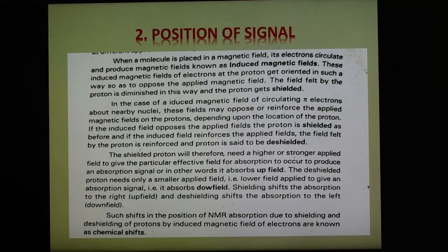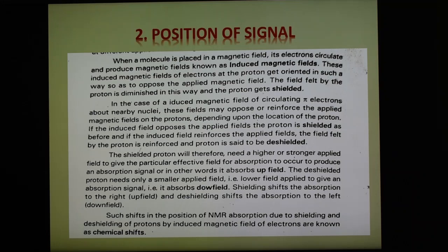As we know, when a molecule is placed in a magnetic field, its electrons circulate and produce a magnetic field, and this magnetic field is known as the induced magnetic field. The induced magnetic field of the electrons of the proton gets oriented in such a way that it opposes the applied magnetic field. In this case the field felt by the proton is diminished, and in this way the proton gets shielded.